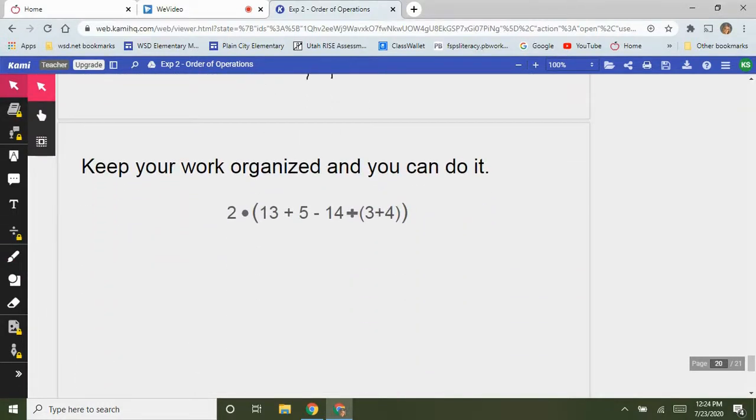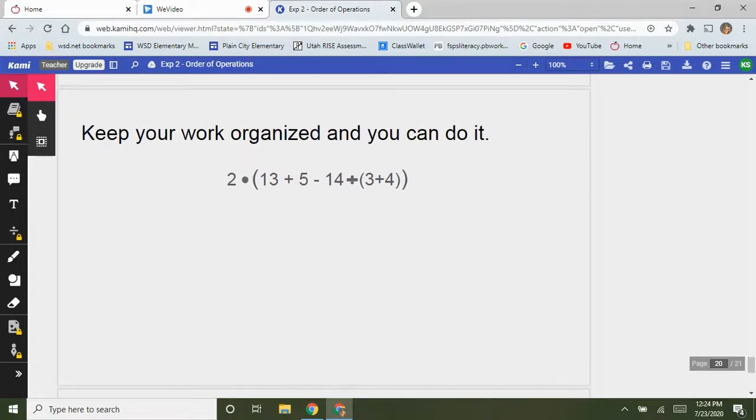Now, if we look at this one, this could be a little bit overwhelming, but just as the directions say, keep your work organized and you can do it. So pause your video, give it a shot. If you get lost, go ahead and press play and see kind of where you're at. But let's see what you can do if you keep it all organized.